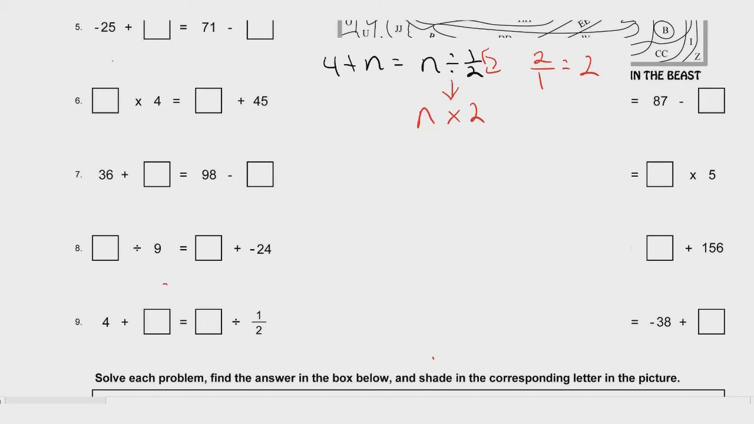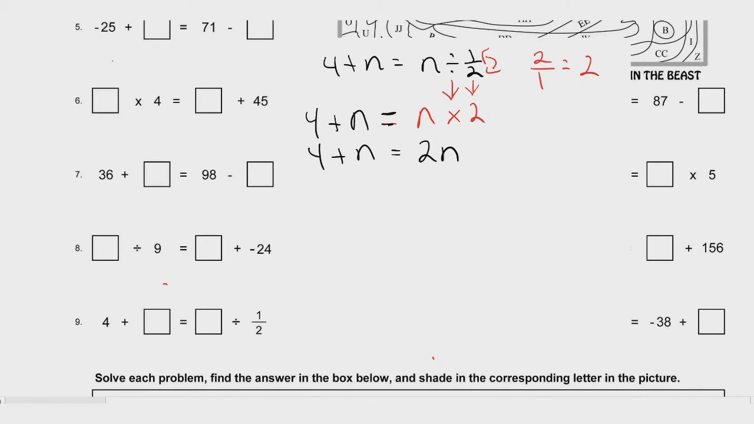And if you've forgotten how to do this, maybe you should go back and look at your fractions and how to do dividing fractions. And again, you just change the division to multiplication. And the fraction, you take the reciprocal or you flip it. So it becomes 2 over 1, and 2 over 1 equals 2. So we end up with 4 plus n equals n times 2. And if you like, you can change this to 2n. Just makes the problem look a little simpler.